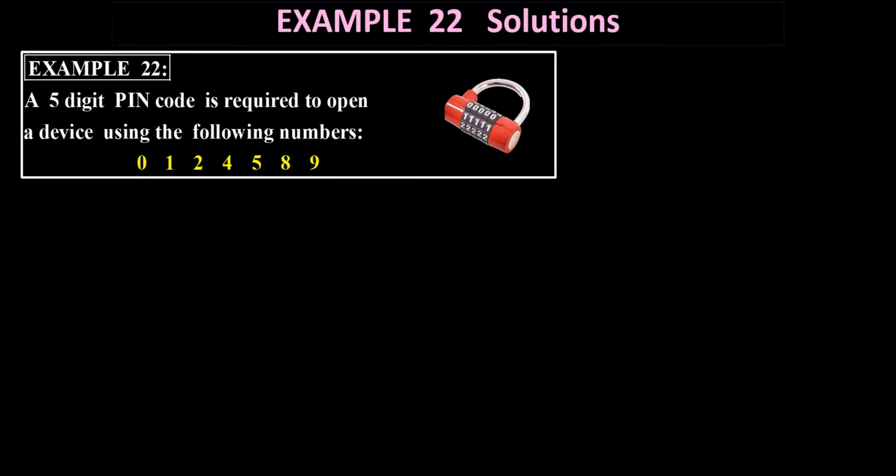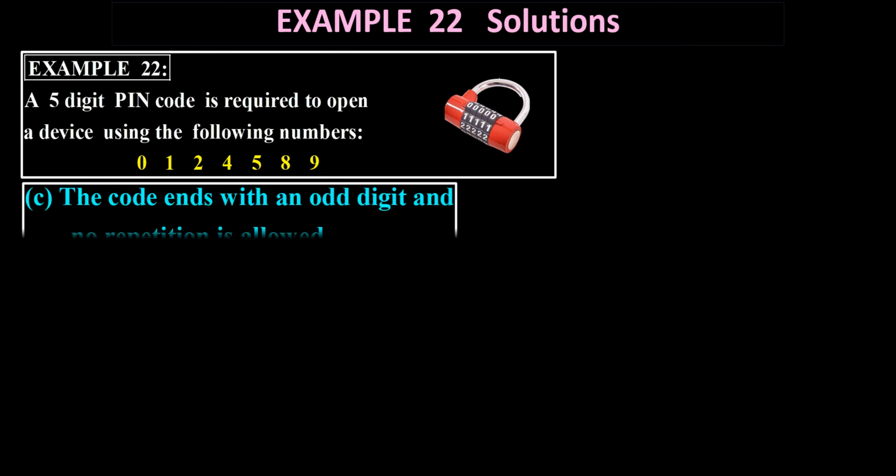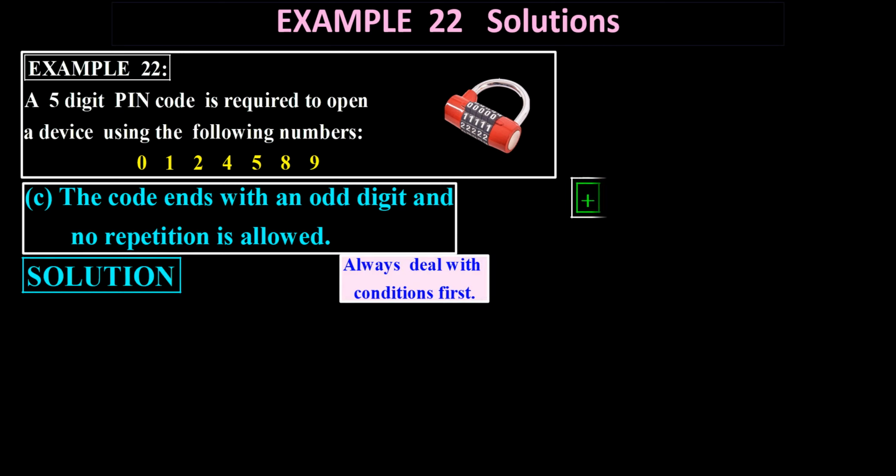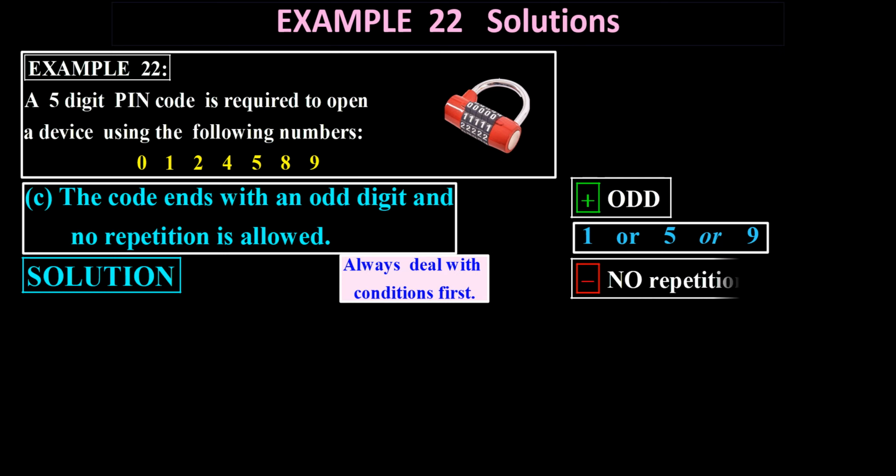Let's look at this password with these requirements here. It says that the code must end with an odd digit and no repetition is allowed. Okay, so let's look at the conditions. Always make sure you understand your conditions. It says odd number. So what are the odd numbers there? 1, 5, and 9. So we only have 3 odd numbers. It can be any of them. And that means it must end with an odd digit. And there must be no repetition, so you need to bear that in mind.